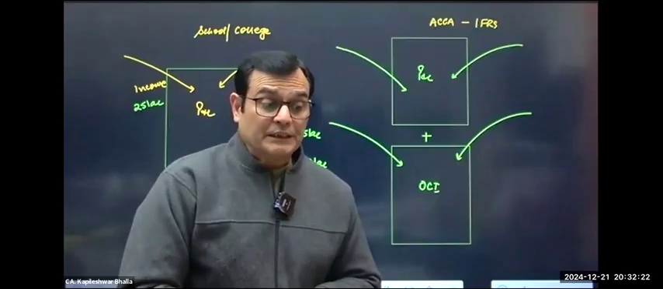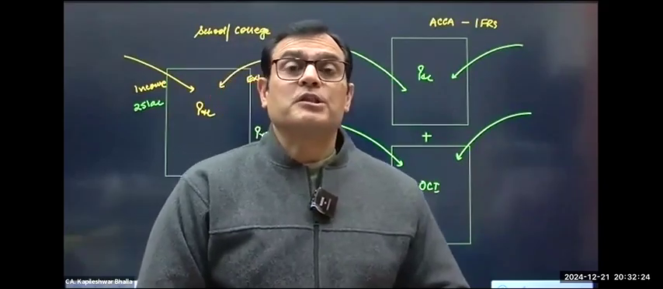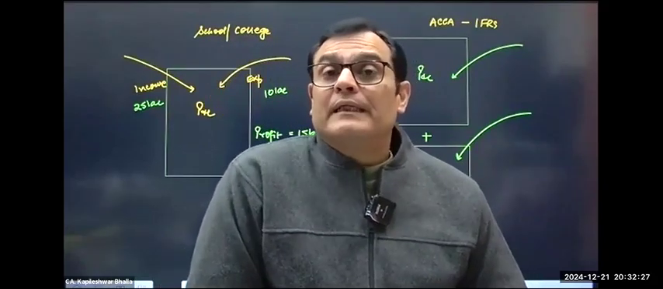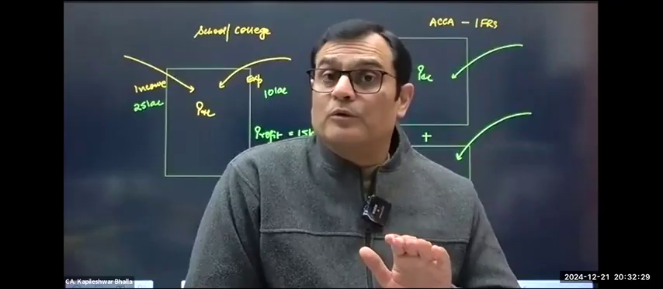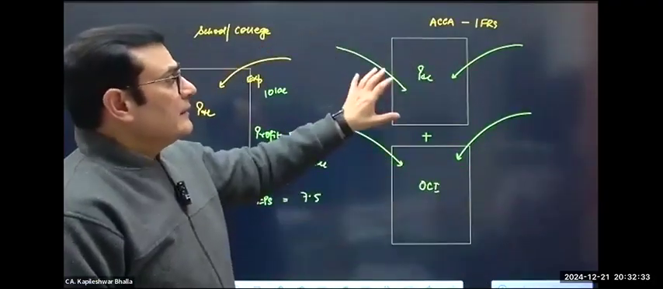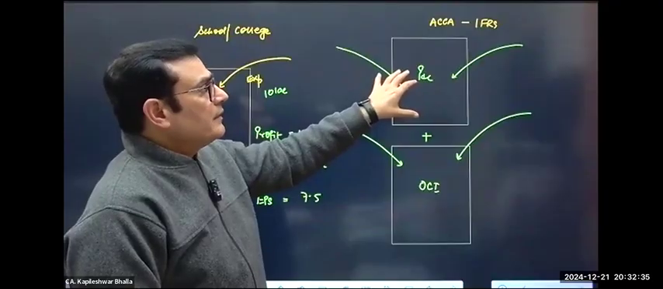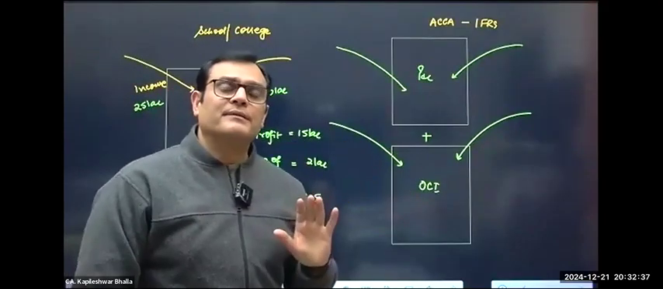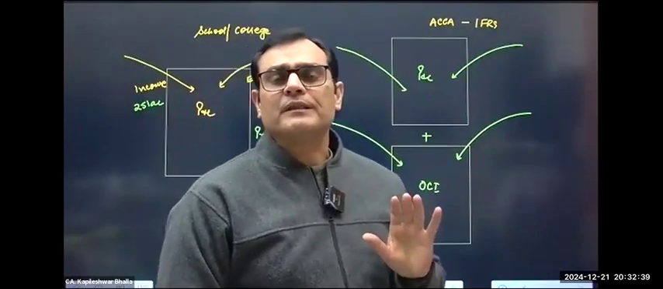Now, don't ask me at this stage which income and expenses will enter the P&L or which will enter the OCI. That's what we're going to develop right now. But just assume on a mathematical front that certain income and expenses enter the P&L and certain income and expenses enter the other comprehensive income.